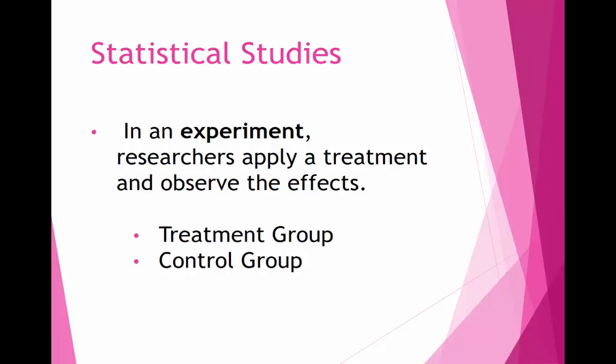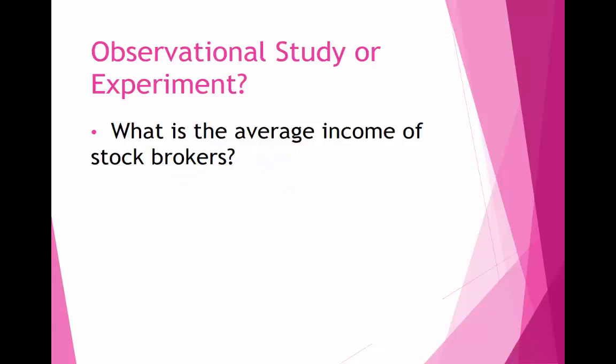The treatment group in an experiment is the group of sample members who receive the treatment being tested. The control group in an experiment is the group of sample members who do not receive the treatment being tested. It is important for the treatment and control groups to be selected randomly and to be alike in all respects except for the treatment. For each of the following questions, what type of statistical study should be used?